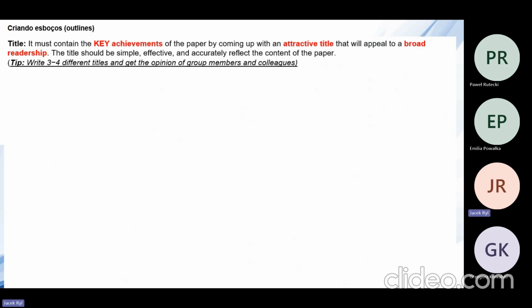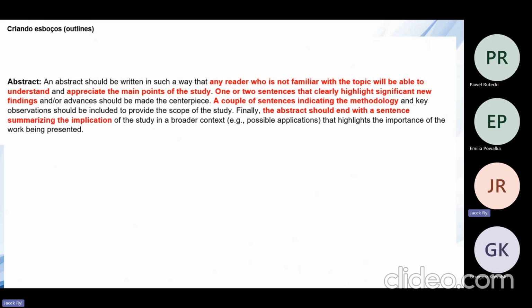So the title must contain the key achievements of the paper, coming up with an attractive title that will appeal to a broader readership. The title should be simple, effective, and accurately reflect the content of the paper. So try to write 3-4 different titles and get the opinion of group members and colleagues to see what they think about this, right? Abstract.